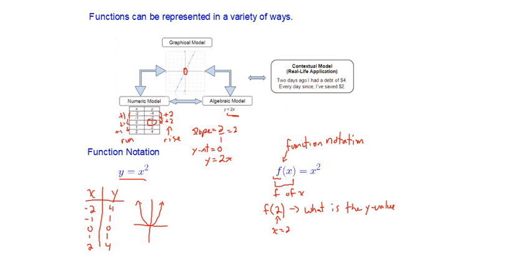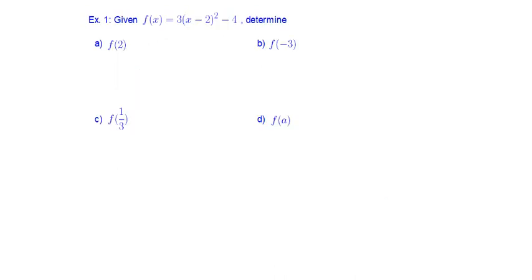And we'll do a little bit of practice. I've got a couple of examples on the next page here for us to have a look at. So let's have a look here. Here's a function, f of x equals 3 bracket x minus 2 all squared minus 4. And the question here is to evaluate what f at 2 is.